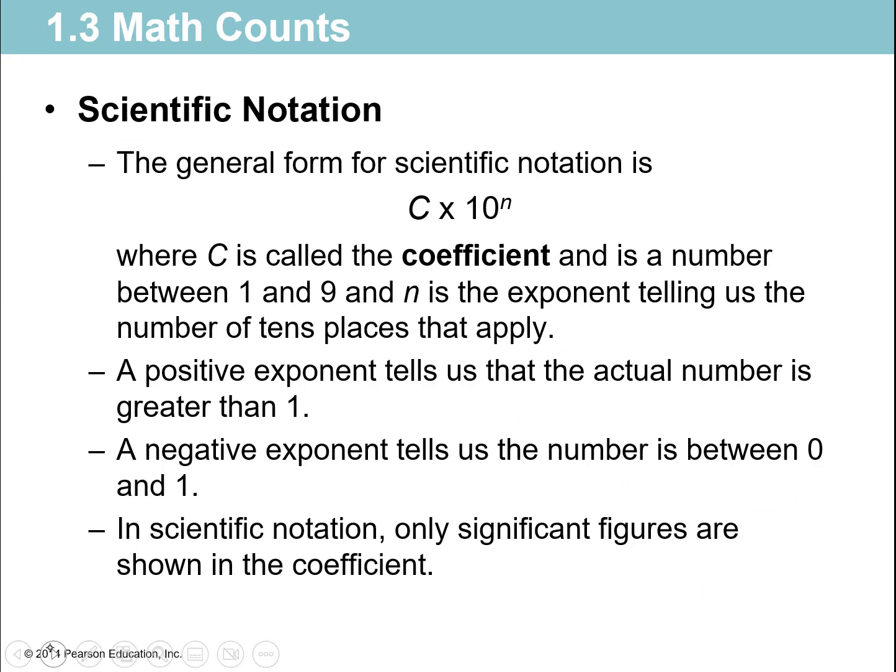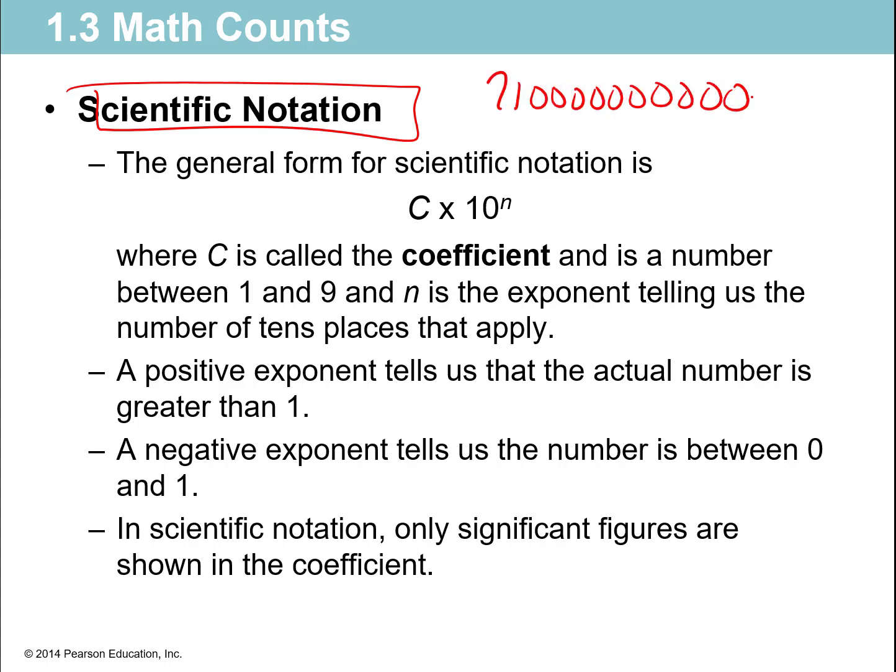So definition of scientific notation. Scientific notation is when you take a number and move your decimal place so your number always becomes between 1 and 9, and you keep any significant figures. Okay, so if I have this, it's 71 with 1, 2, 3, 4, 5, 6, 7, 8, 9, 10, 11 zeros after the 71. I can't actually put that in my calculator because the calculator will only hold 10 digits, okay? So a way to shorten this is put it in scientific notation.